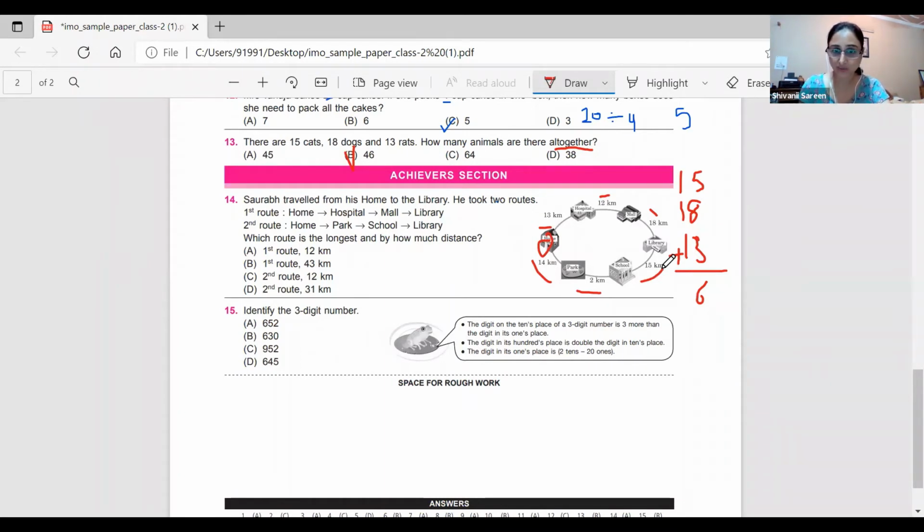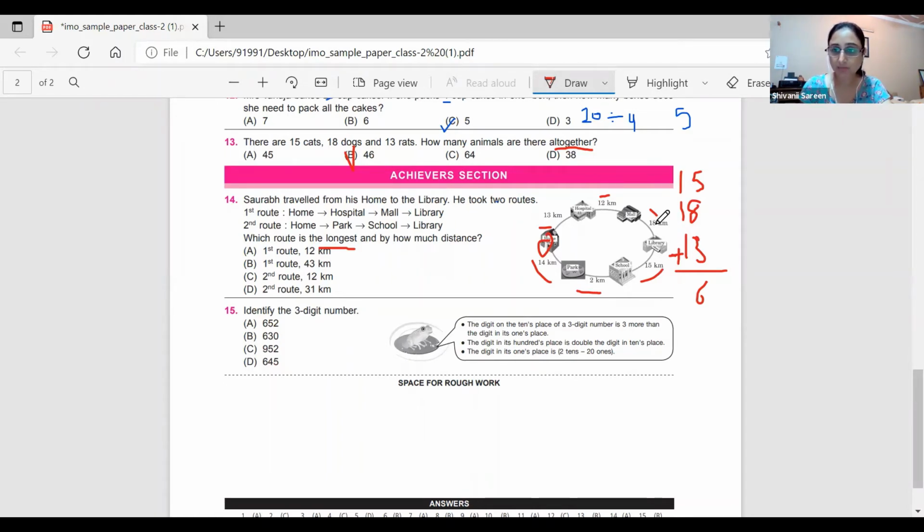Now, how can you calculate which way is the shortest? We need to find which route is the longest and by how much distance. Okay, so we need to find out by how much. Now let's add the three numbers 13, 12 and 18. So we will try to calculate mentally without writing.